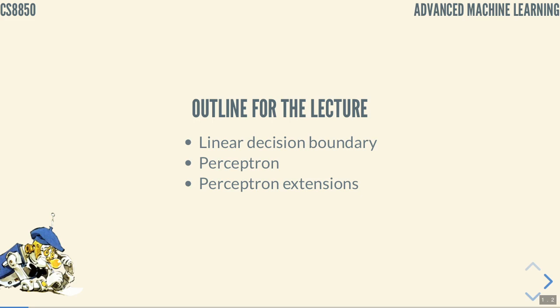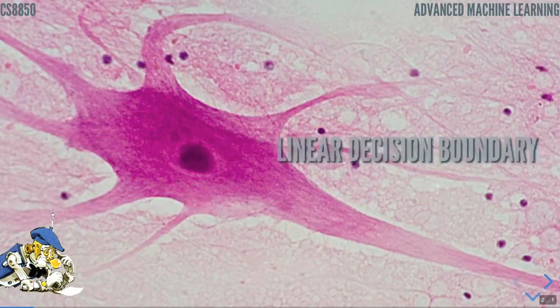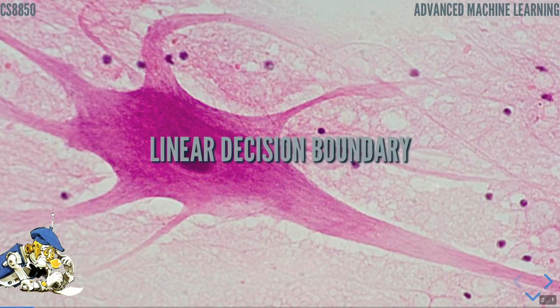Initially the algorithm was developed for separable cases, when the classes in the data can be separated by a line, or rather a hyperplane, which we will talk about shortly. And then we will also talk about the non-separable case. So, linear decision boundary.